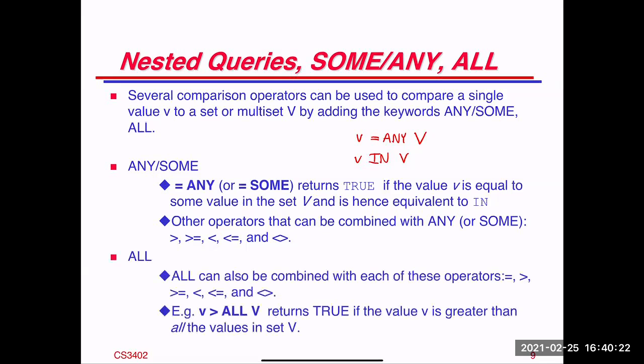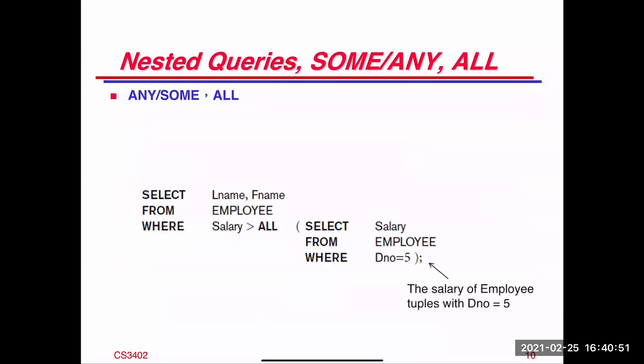Now, what about the all keyword? Well, you can also add an all after these comparison operators. So what does V greater than all V mean? Well, it will return true if the value V is greater than all the values in the set V. That should be intuitively clear. So let's look at an example.